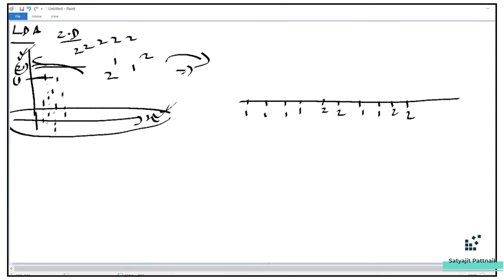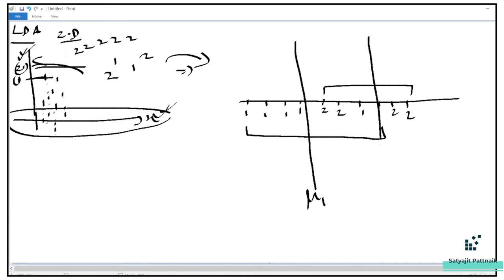The main objective in LDA is to project the data on a new axis in a way that maximizes the separation of the two categories. What does that mean? Let's consider class 1. Let's say this is my class 1. The mean value of this is here, this is mu 1. And this is my class 2, and its mean value is here.